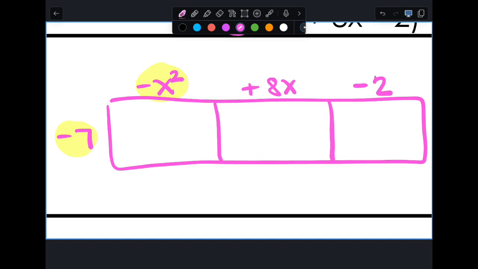All right. So for the first box, what are we multiplying? Negative 7 times negative 1? Positive 7. We also have an x squared that doesn't get multiplied by anything, so bring it down.